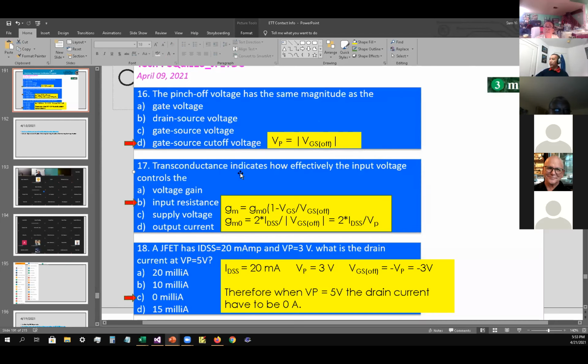Okay, number 17, transconductance indicates how effectively the input voltage controls the output current.